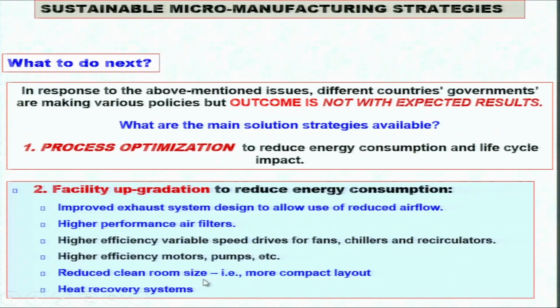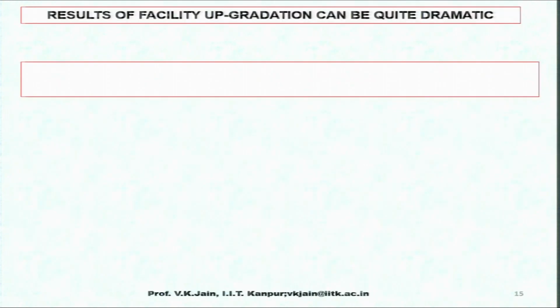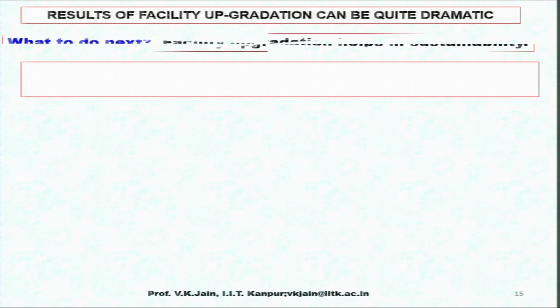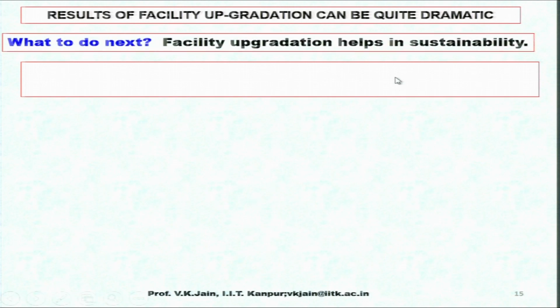Reduced clean room size, because energy consumption in clean rooms is maximum, tremendous energy consumption. So you should have the minimum requirement of these clean rooms in manufacturing. That is, a more compact layout and heat recovery systems should be there. Results of facility upgradation can be quite dramatic. Facility upgradation helps in sustainability.